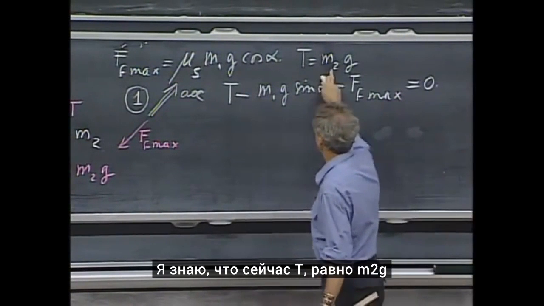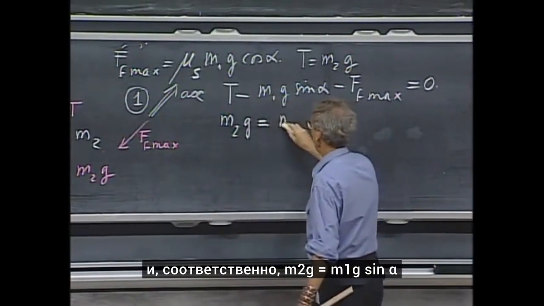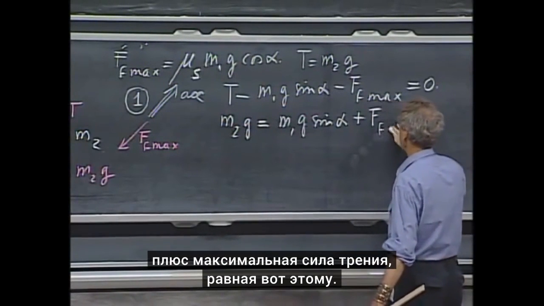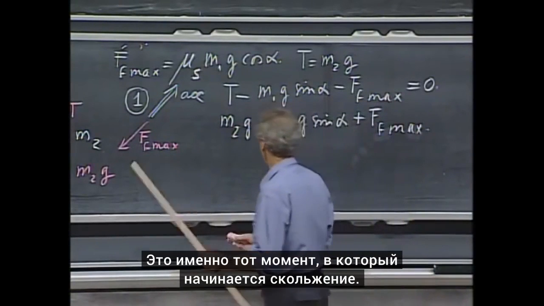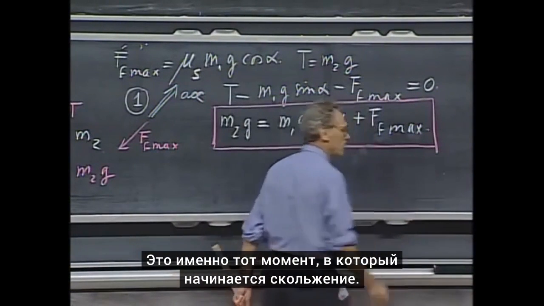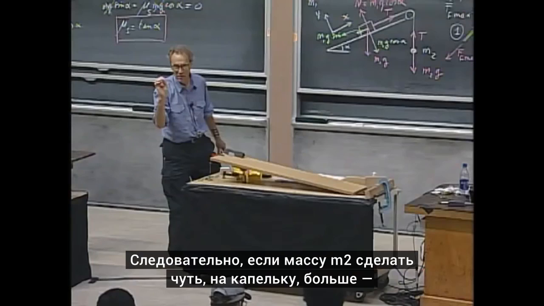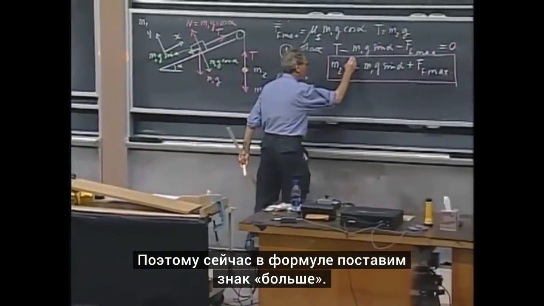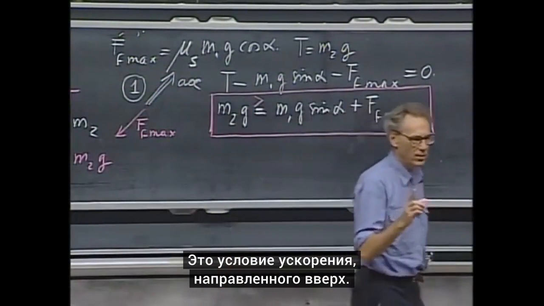Now I know what T is, that is m2g. So m2g equals m1g sine alpha plus the maximum frictional force, which is this value. So this is just at the moment that it wants to start sliding. Therefore, if I make mass m2 a hair larger, just a hair, it will go. And therefore, the moment that I make this a larger-than sign, I know that it's going to accelerate uphill. That's the criterion for going uphill.